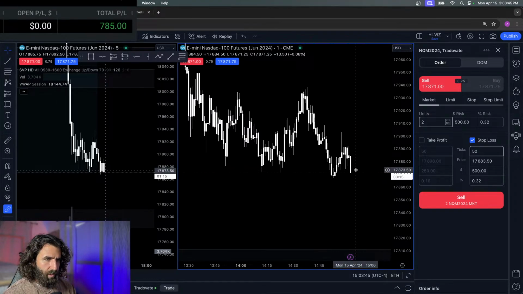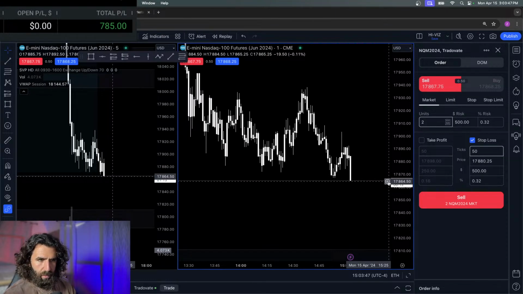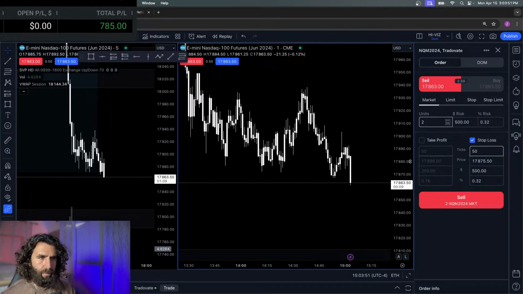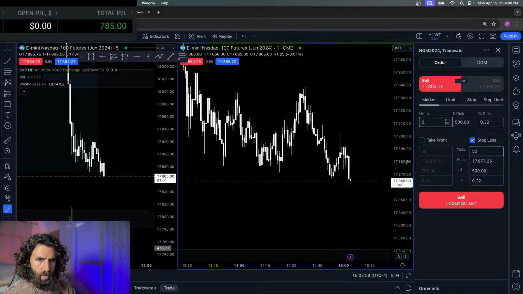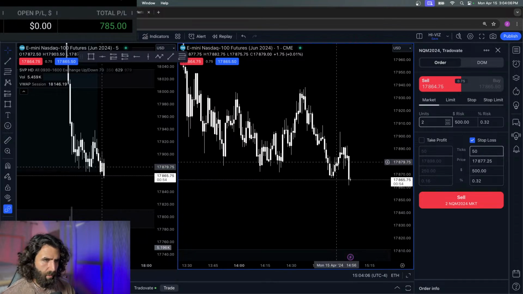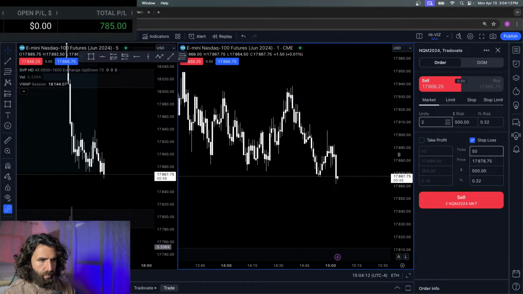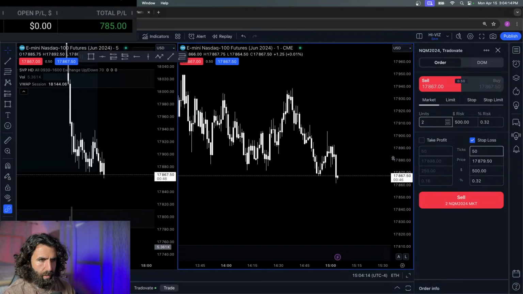Trying it again, looks like it's coming down. Yeah, it looks like it's going to come down this time. Dang. That's going to be it. This might run. I'm not going to jump in on the break. Again, now I'm stuck waiting for somewhat of a pullback and then another push down.